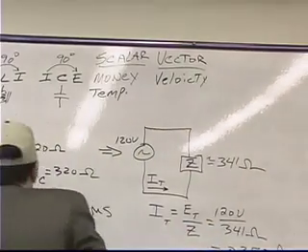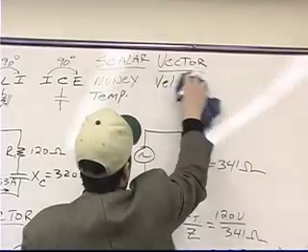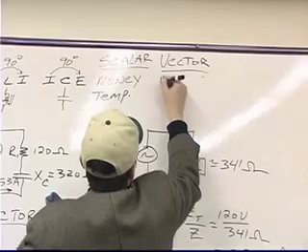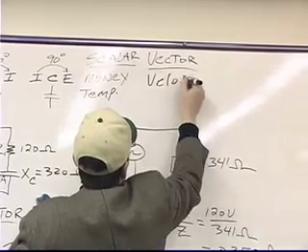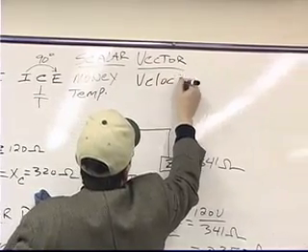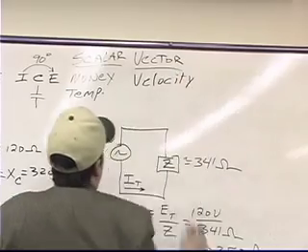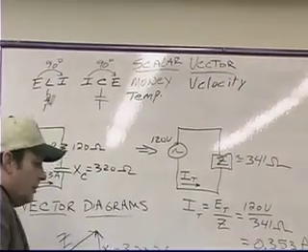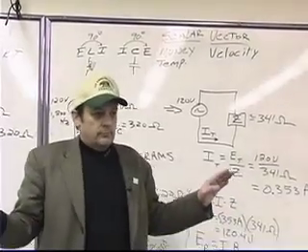Let me spell that right. How do you spell velocity? V-E-L-O-C-I-T-Y. Velocity. So velocity is like, you think of an airplane.